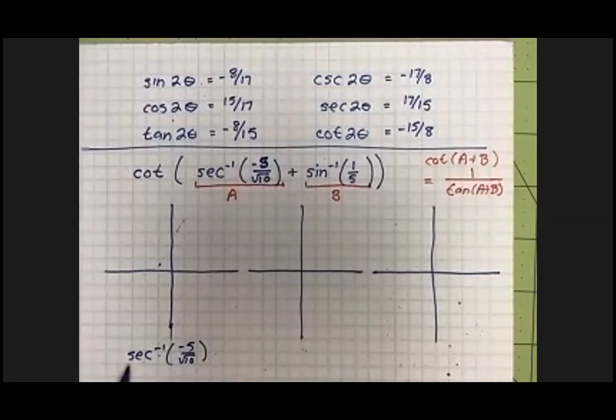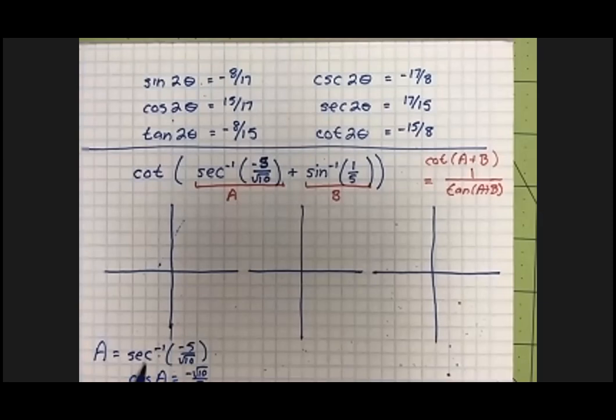Well, remember, secant is the reciprocal of cosine. So if the secant is minus 5 over root 10, then the cosine of this angle, A, is what? Minus root 10 over 5. If the secant is minus 5 over root 10, then the cosine, the reciprocal of secant, is minus root 10 over 5.